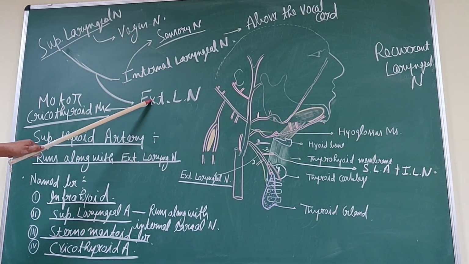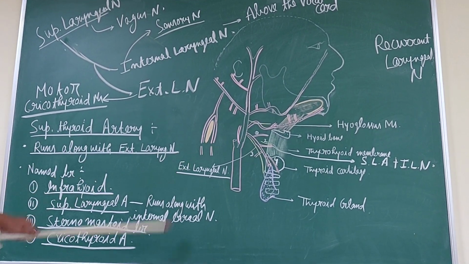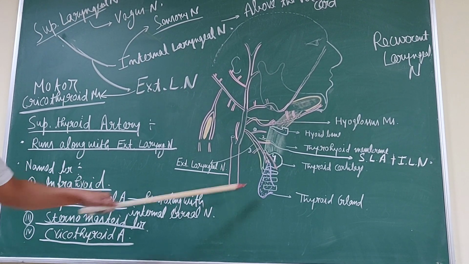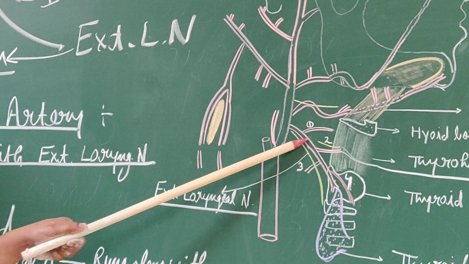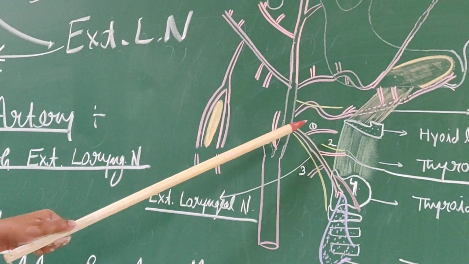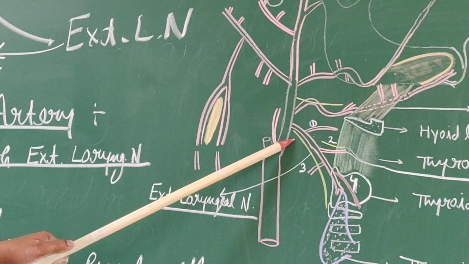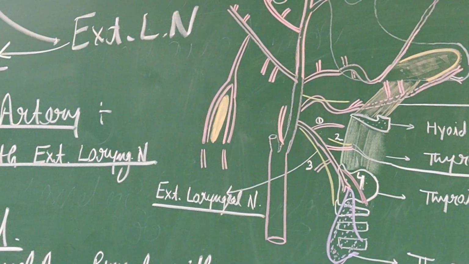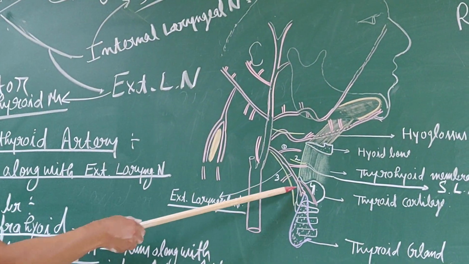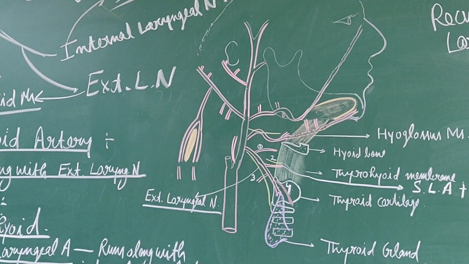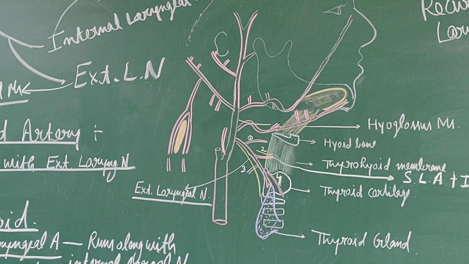So, the superior thyroid artery runs along with this external laryngeal nerve. Now, the important relation is that away from the thyroid gland, these two structures are close to each other, means the superior thyroid artery and the external laryngeal nerve are very close to each other. While close to the thyroid gland, they deviate from each other. The artery is superficial, while the nerve passes deep and supplies the muscles.